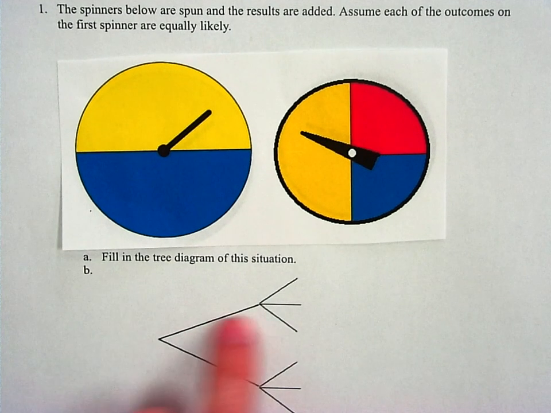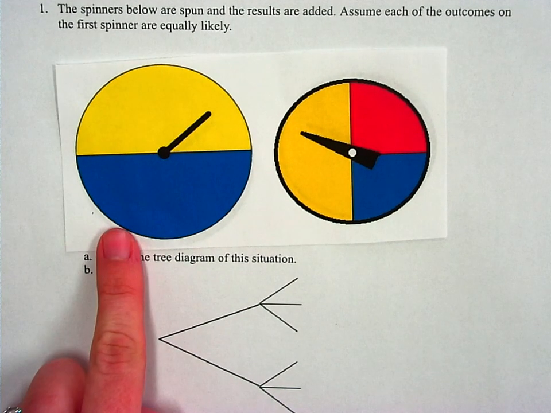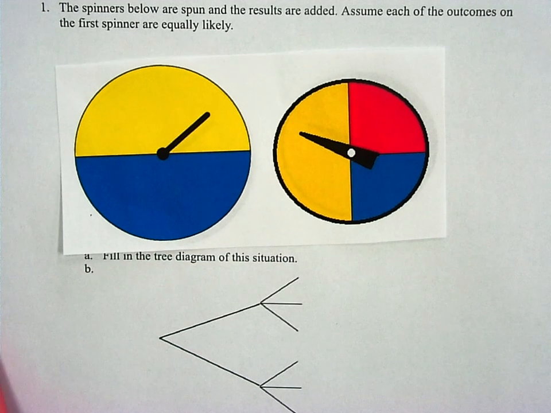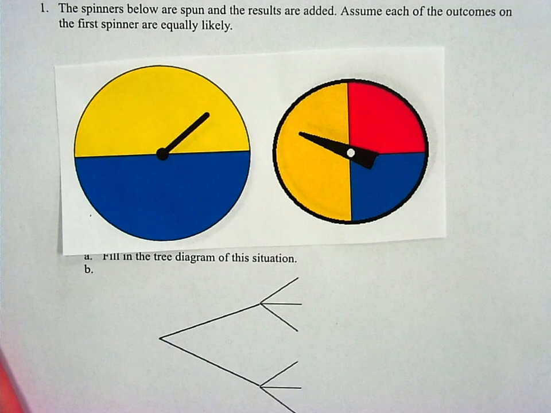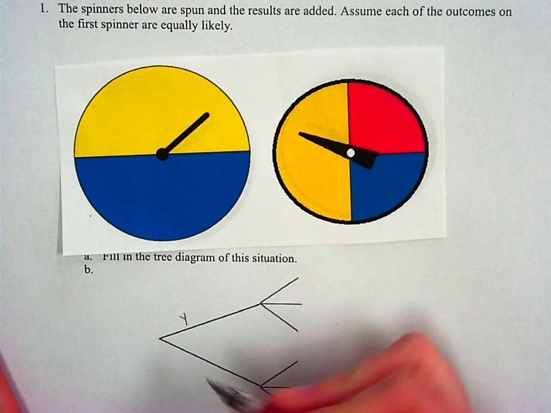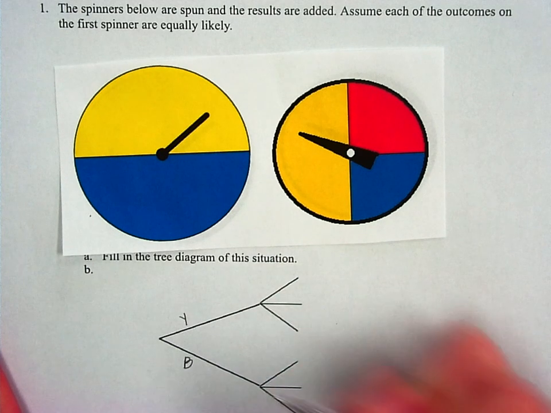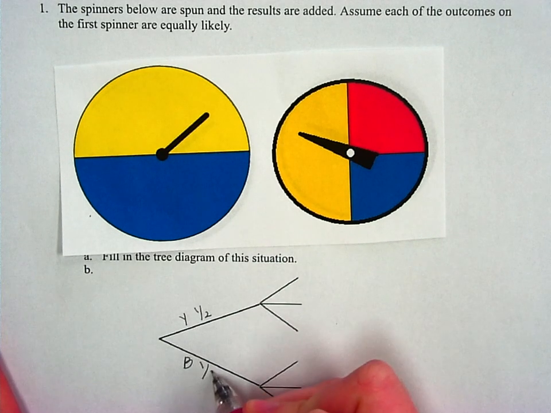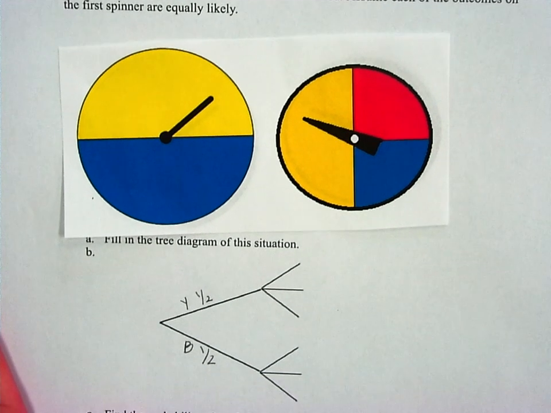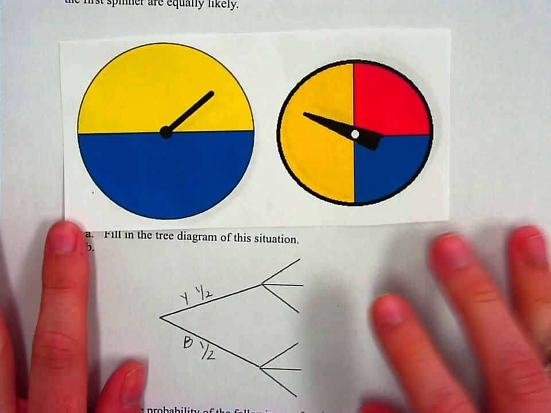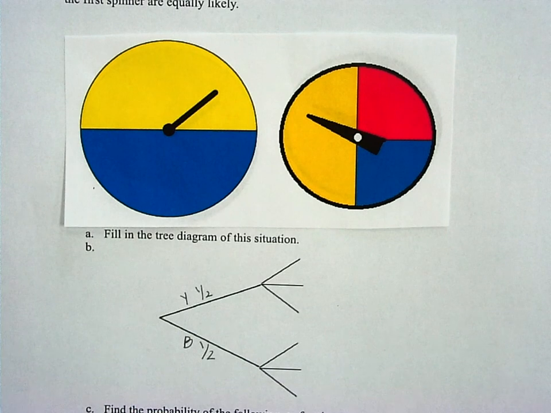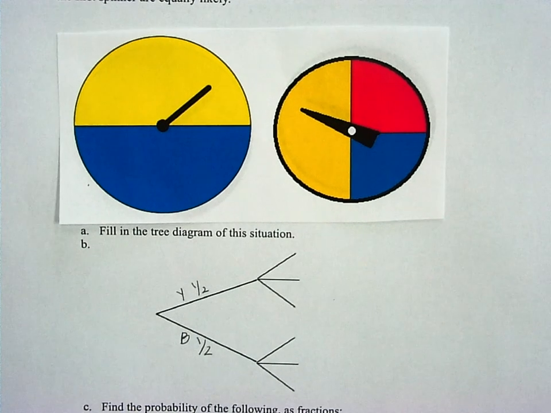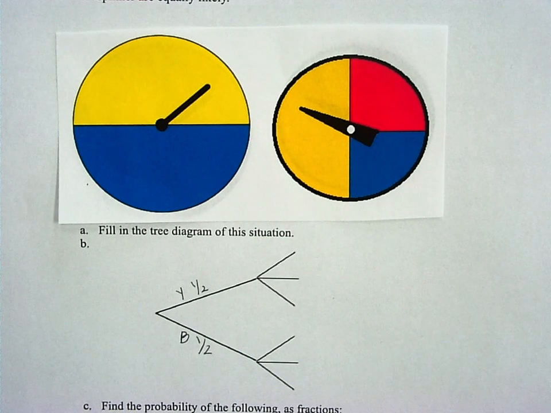So the one with two options has to be this circle because there's only two colors, and half the time you get blue, half the time you get yellow. So I'm just going to label this Y for yellow and B for blue. So I know that half the time it's going to land on yellow and half the time it's going to land on blue. So those would be half and half. I'm going to go ahead and use fractions for all of these since on the homework it will ask for your answer as a fraction. You could use decimals, but if they're asking for fractions, we want to keep it as fractions.